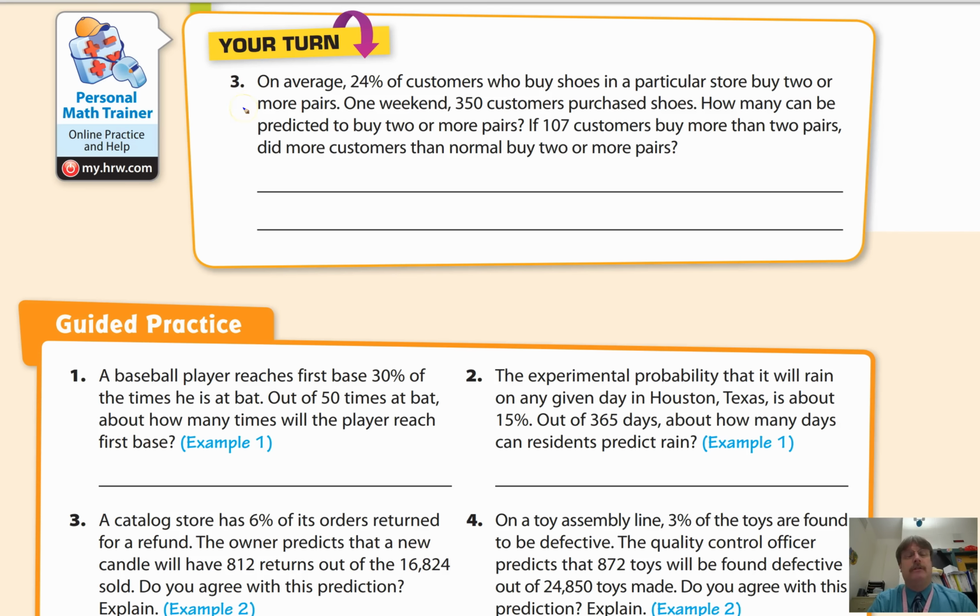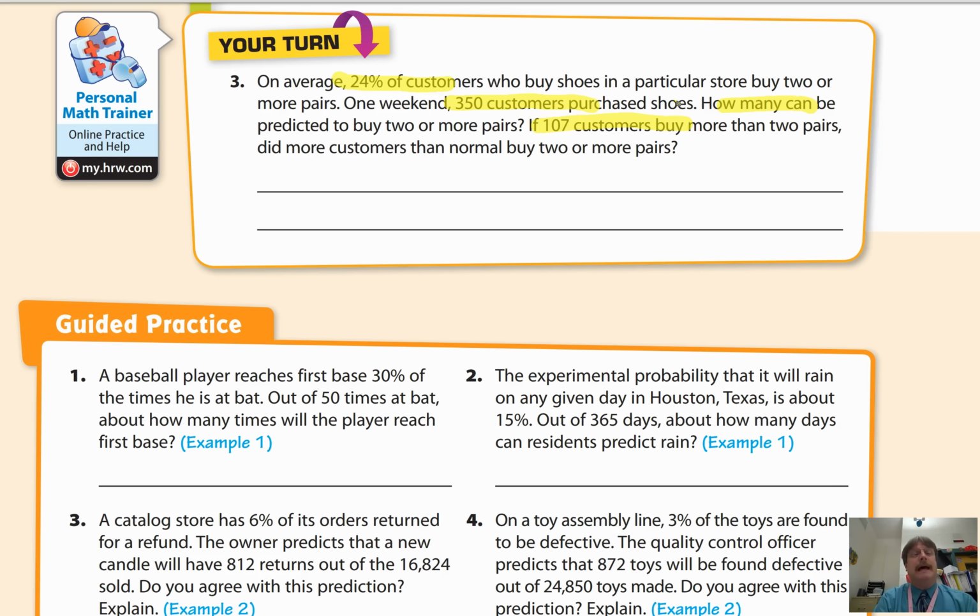So here in your Turn number 3, on average, 24% of the customers who buy shoes in a particular store buy 2 or more pairs. One weekend, 350 customers purchase shoes. How many can be predicted to buy 2 or more pairs? So we're looking at that 24%. If 104 customers buy more than 2 pairs, did more customers than normal buy 2 or more pairs? So of course we highlight our important information, 24%, 350 customers, how many, and the 107.